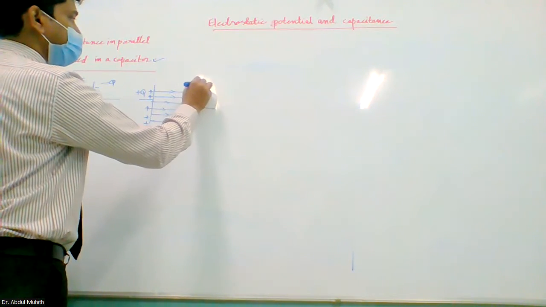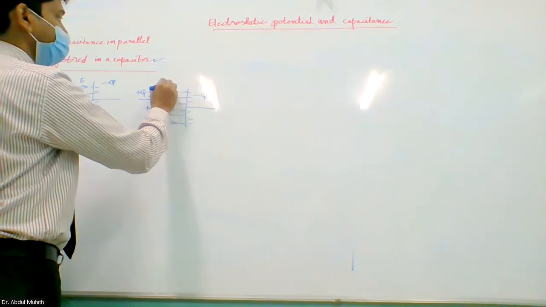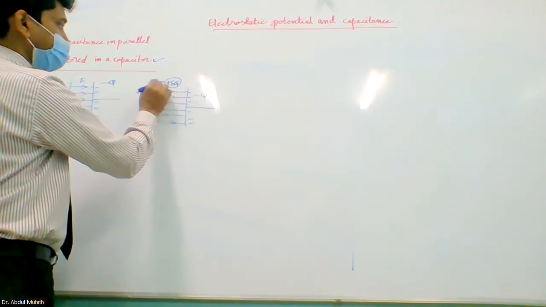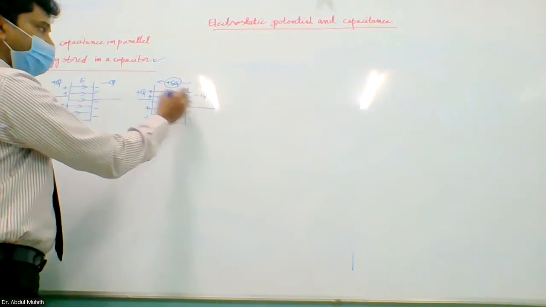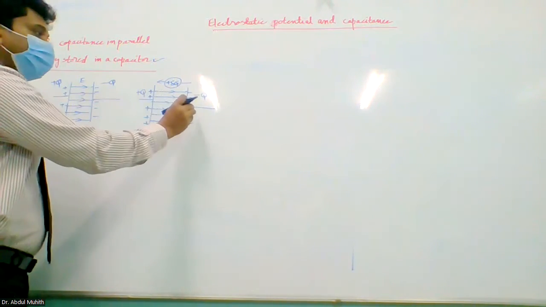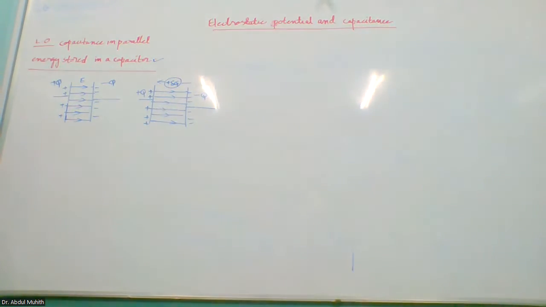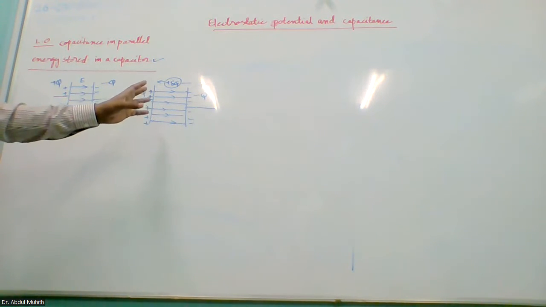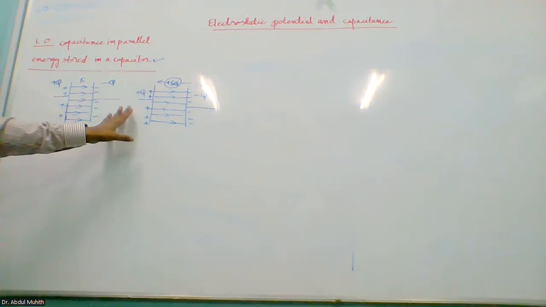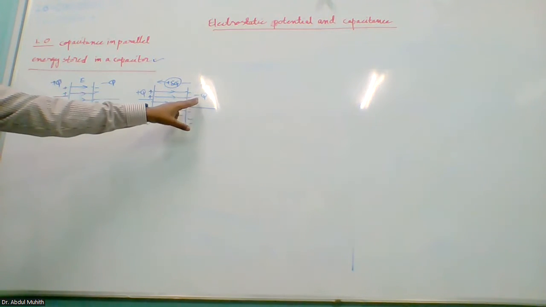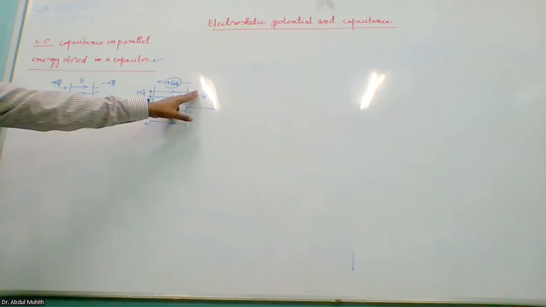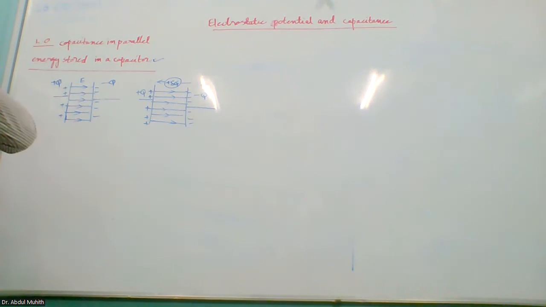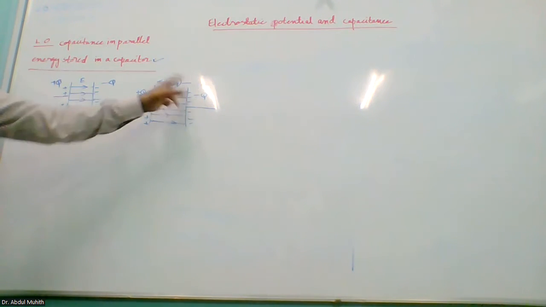Now there is a delta Q. I am taking a delta Q charge and moving it from the negative plate to the positive plate. Negative plate means more number of electrons, and positive plate means less number of electrons, not protons. So we are transporting a positive charge from the negative plate to the positive plate. How much work are we doing in transporting this charge from here to here?